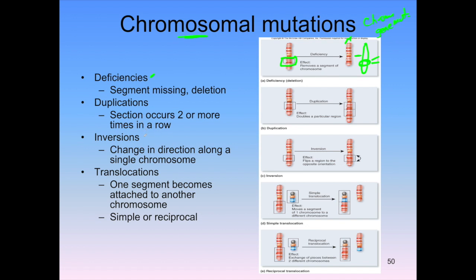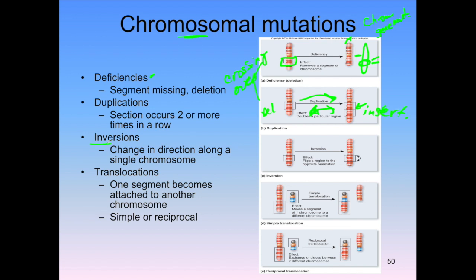In duplications, a section will occur 2 or more times in a row. So in this case, it's the exact opposite. We're actually including an extra piece. These are all issues from crossing over. If you think about that process of crossing over that we talked about, that's where we can end up with some deletions, or a lot of times this duplication where the crossover event occurred, but instead of them actually swapping regions, this guy actually just got his region, and so this is a deletion and this is an insertion.